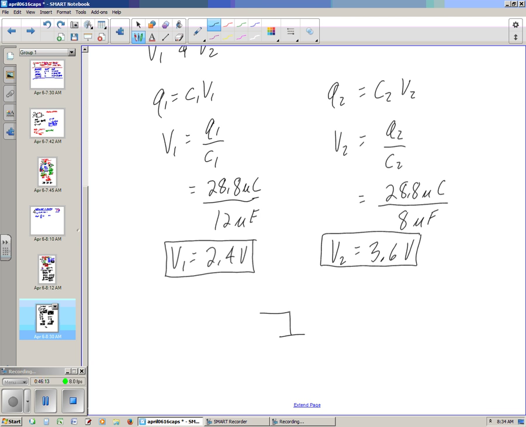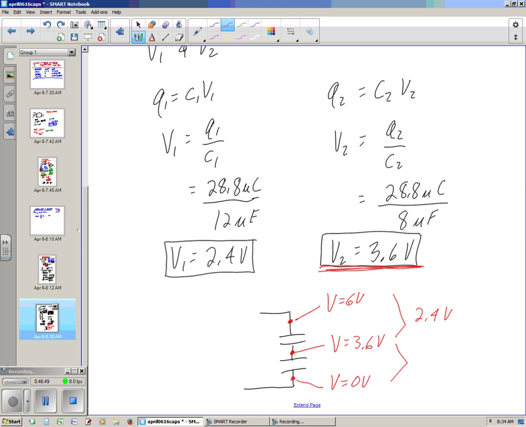Let's take a look again and see what this means. We're going to figure out the voltage at each of these red dots here. If we start on the top, this voltage here is going to be 6 volts. If we go to the bottom, we know this one here is 0 volts. And if the voltage across V2 is 3.6, then this voltage here is going to be 3.6 volts. The voltage drop across here is 2.4, and the voltage drop across here is 3.6 volts.